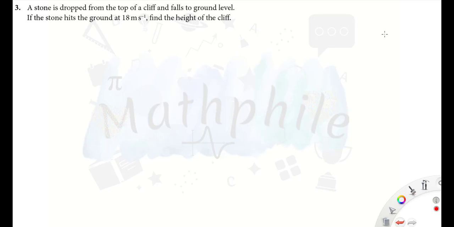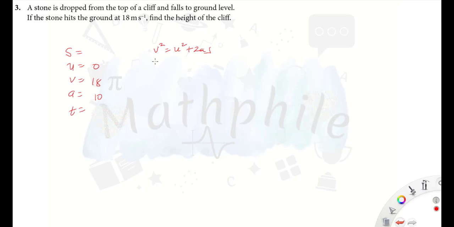16.2 meters. Okay, 16.2. So this one I'm not going to do any drawing. I'm just setting up my SUVAT. The final velocity given is 18. The initial is 0. The distance is what we're looking for. Acceleration is 10. So I can use v squared equal to u squared plus 2as.